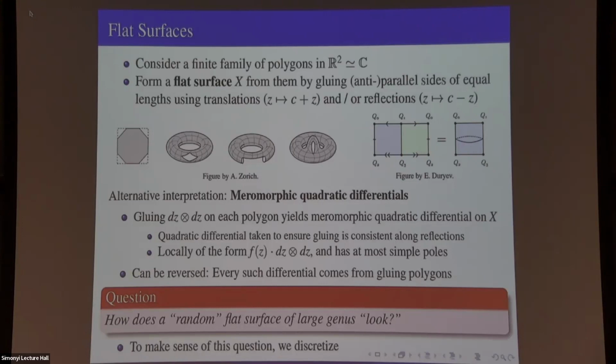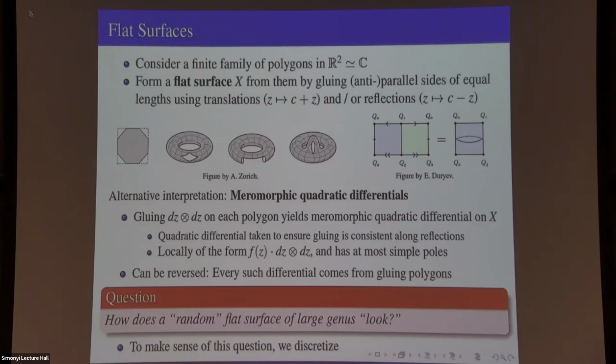And you'll form a flat surface X out of them by gluing parallel or anti-parallel sides of equal lengths using either translations or reflections, depending on whether the sides are parallel or anti-parallel. I've drawn two examples over here. One is this octagon. In this case, I've simply glued together opposite sides of this octagon, and you form this genus 2 surface over here.